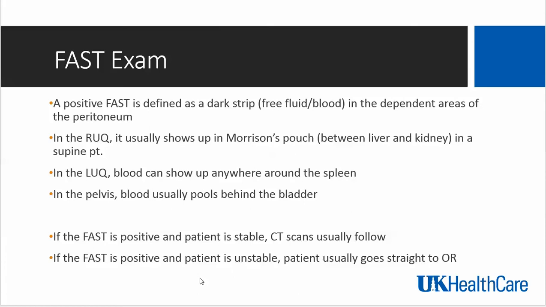So in the right upper quadrant, it usually shows up in Morrison's pouch, which is the area between the liver and the kidney. In the left upper quadrant, blood can show up anywhere around the spleen. In the pelvis, blood usually pools behind the bladder.